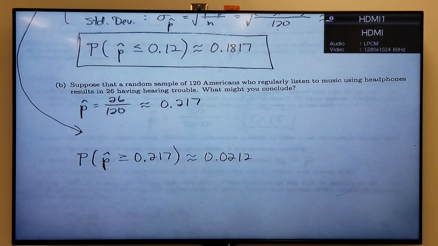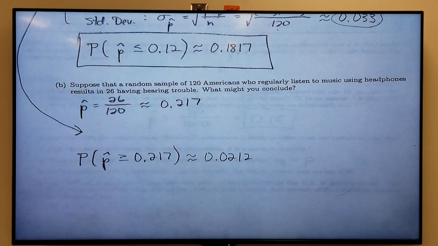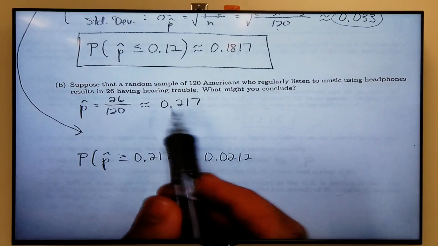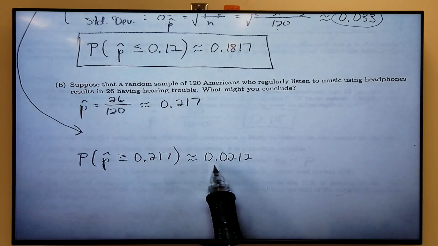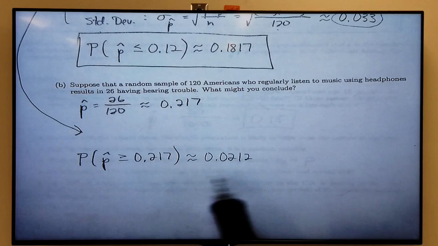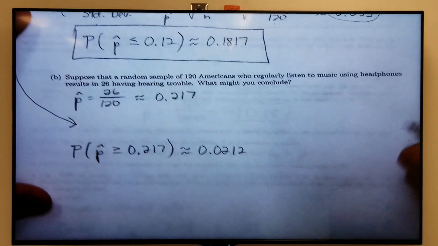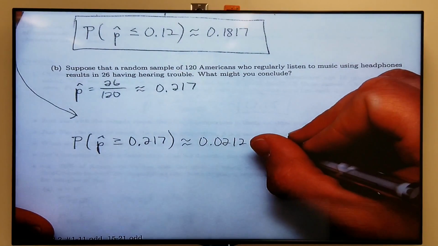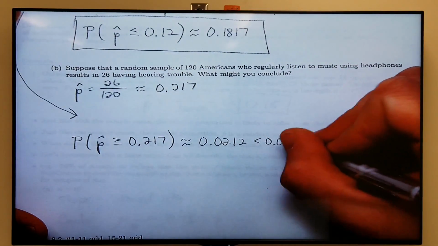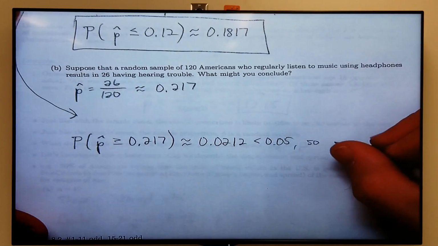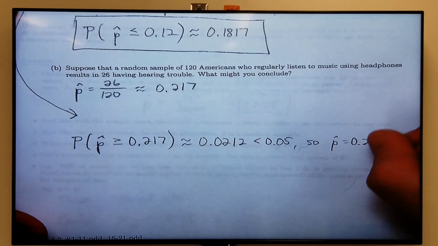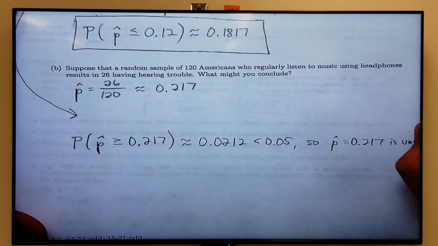Okay, so that's unusual, right? The probability that we would end up with a sample proportion that's so large is less than 5%. There's less than a 5% chance of that happening. So this is definitely unusual. I would say something like this: this probability is less than 5%. So p hat equals 0.217 is unusual. It's unusual for sure.